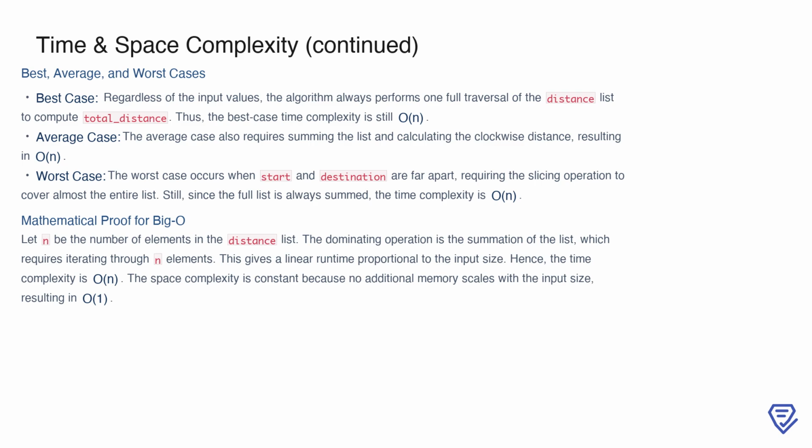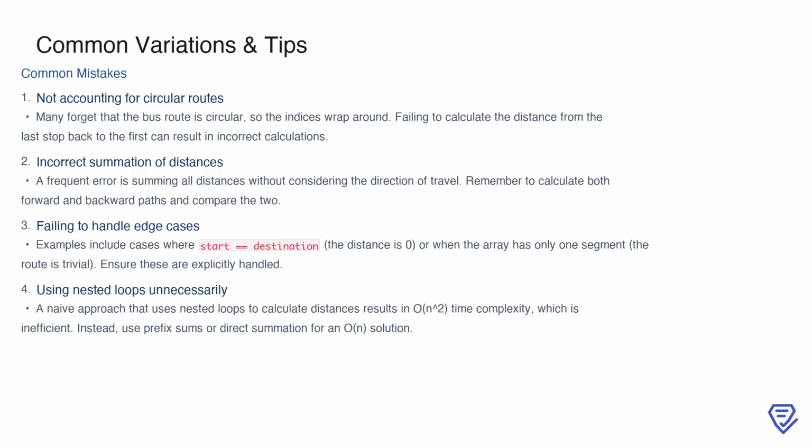The space complexity remains O(1), as no additional memory scales with the input size, ensuring the algorithm is efficient in terms of both time and space. When working with this problem, there are several common mistakes to watch out for. First, many people forget that the bus route is circular, which means the indices wrap around. For example, the distance from the last stop back to the first stop needs to be included, and failing to account for this leads to incorrect results.